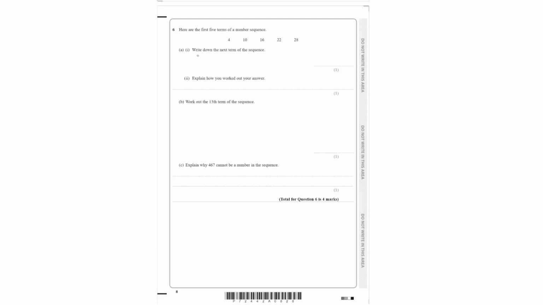Question 6. Here are the first 5 terms of a number sequence. Write down the next term of the sequence. First off, we have to find the difference between the first and the second term. 10 minus 4 is 6. We can see that 16 minus 10 is also 6. So that means the next term in the sequence has to be plus 6. So 28 plus 6 is simply 34.